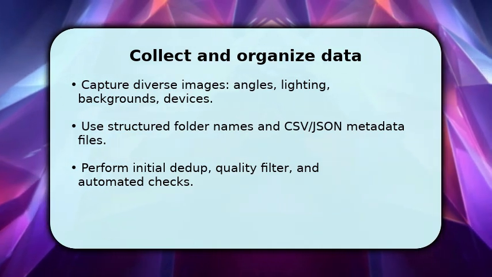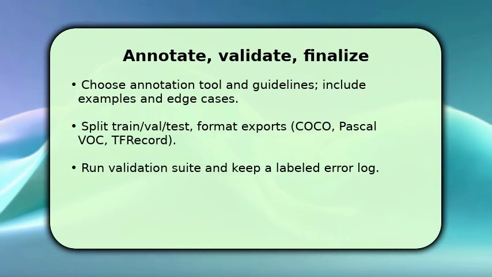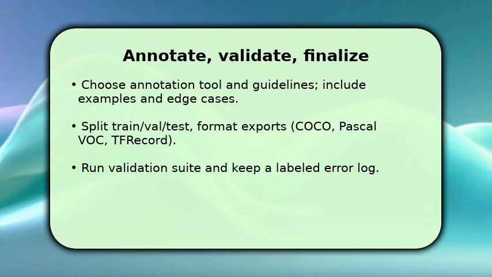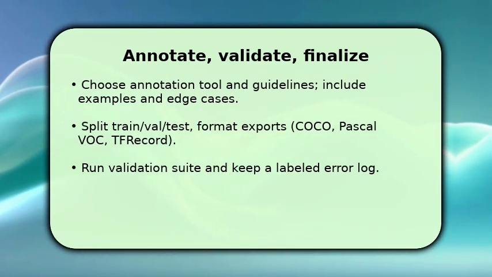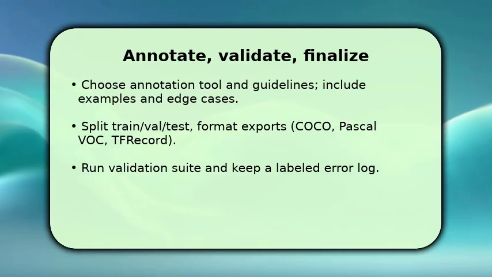You finish by annotating with clear guidelines and example edge cases so labelers are consistent. Consistency directly impacts model accuracy. Once labeled, split into train, validation, and test sets, then export in the format your pipeline expects, COCO, Pascal VOC, or TF record, so integration is smooth.